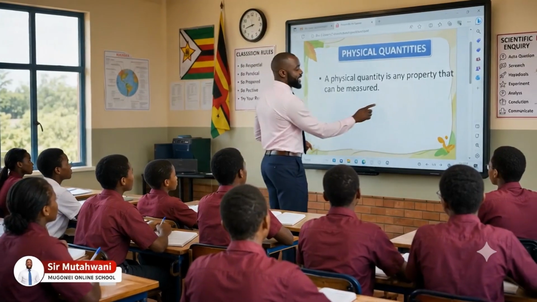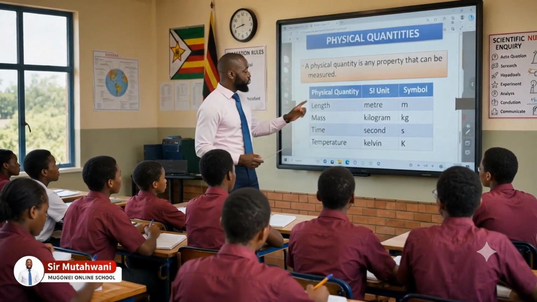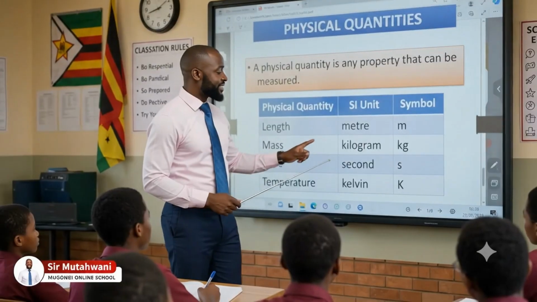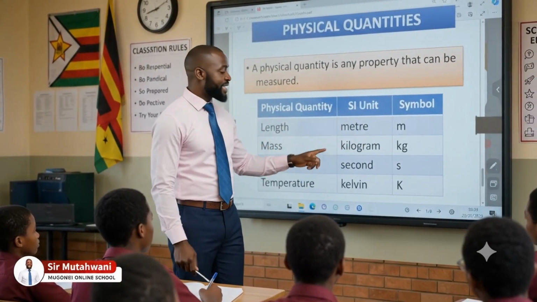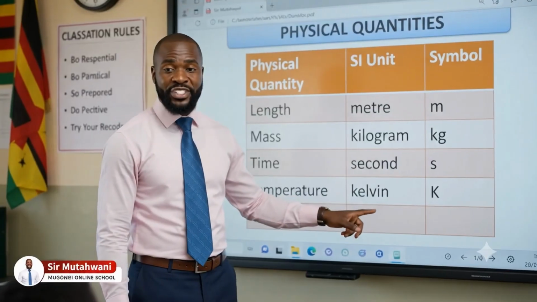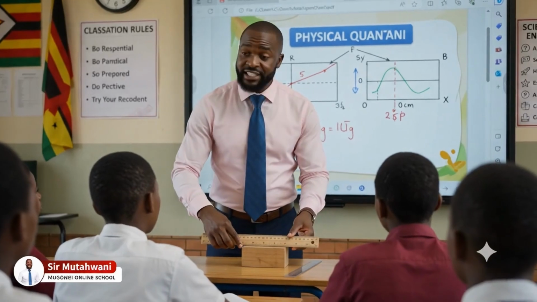A physical quantity is any property. Length, unit is meter, symbol M. Mass, kilogram, kg. Time, seconds. And temperature, Kelvin, K. Notice how I align the zero mark of the ruler.